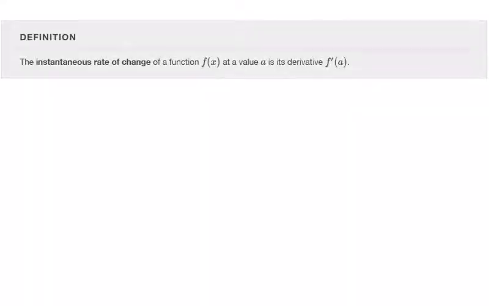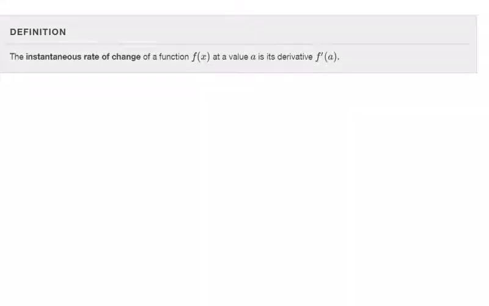All right, so here we see a definition that states what we've been saying, which is the instantaneous rate of change of a function f of x at a value a is the derivative f prime at a, right? So f prime at a is the same as saying the instantaneous rate of change of this function at the given value a, okay?